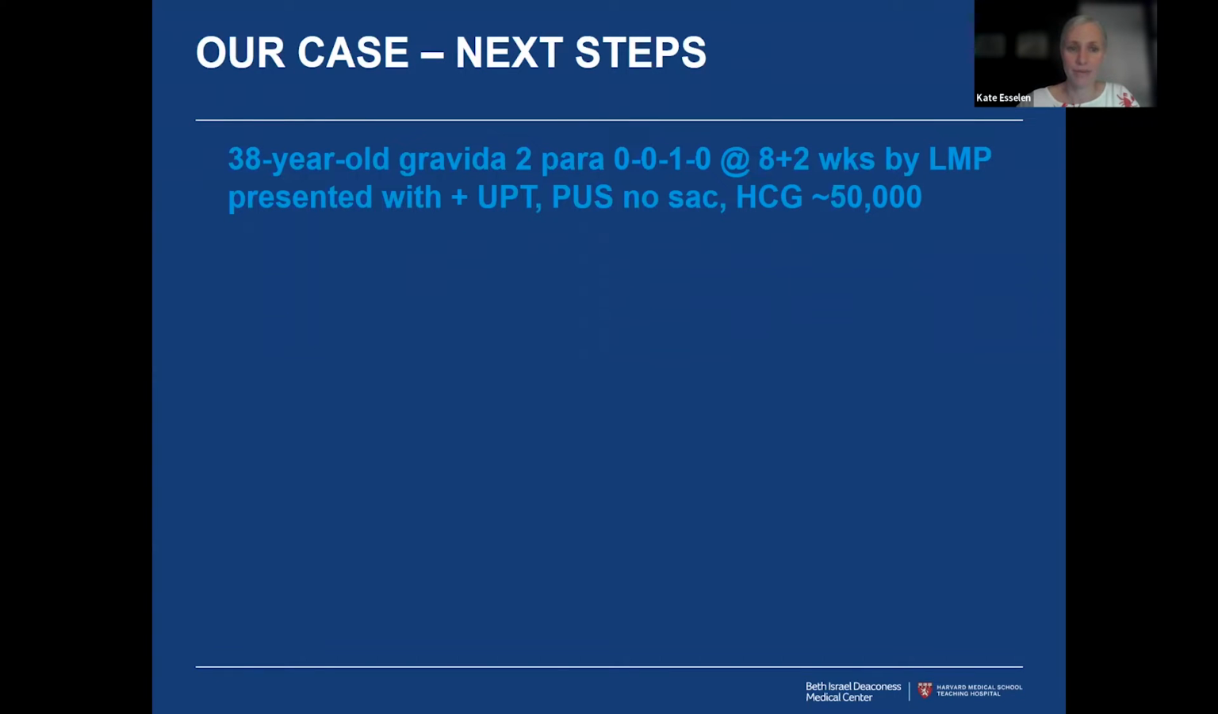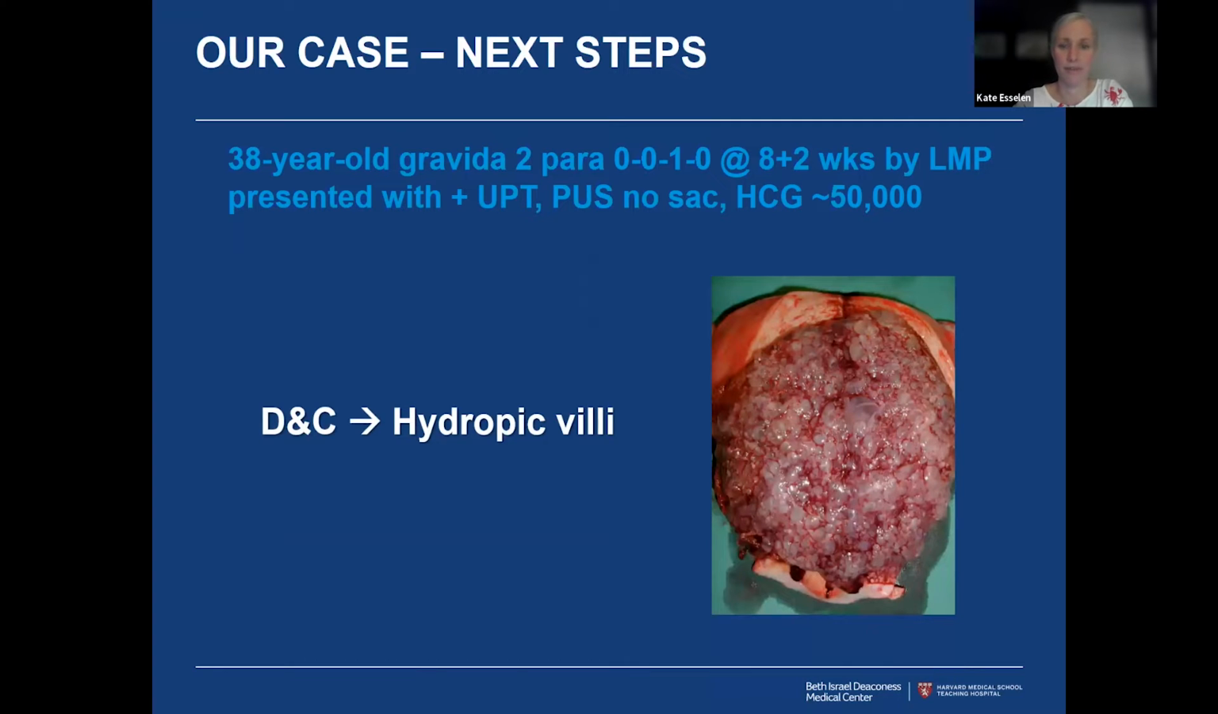So back to our case. So we have this 38-year-old G2P0 who's at 8 weeks. She had a pelvic ultrasound that shows not a normal pregnancy and thickened cystic spaces within her endometrium, and her HCG is about 50,000. So appropriately, she was brought for a D&C, and at time of D&C, they saw hydropic villi. This is a gross picture of a molar pregnancy, a complete molar pregnancy. You can see the hydropic villi there grossly. This is obviously not our patient because it is a bivalve uterus and our patient just had a D&C, but it gives you a good sense of what that looks like grossly.